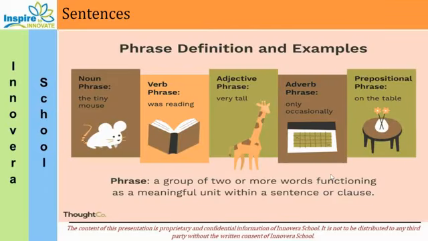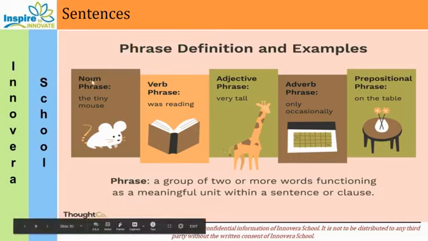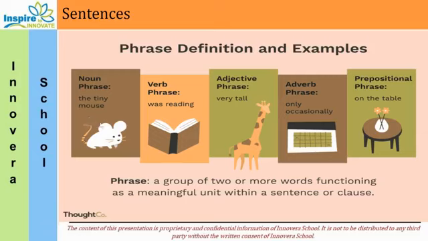Now phrase, definition and examples. First we will discuss phrase, then we will discuss clauses. Okay. So noun phrase: the tiny mouse. As I said, "tall tree," "very tall," adjective. Verb phrase: was reading. Adjective phrase: very tall. Adverb phrase: only occasionally. Prepositional phrase: on the table.